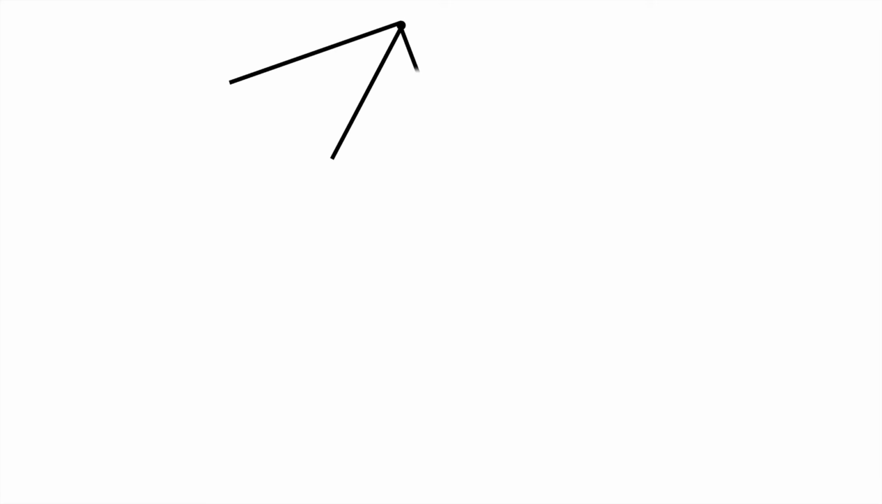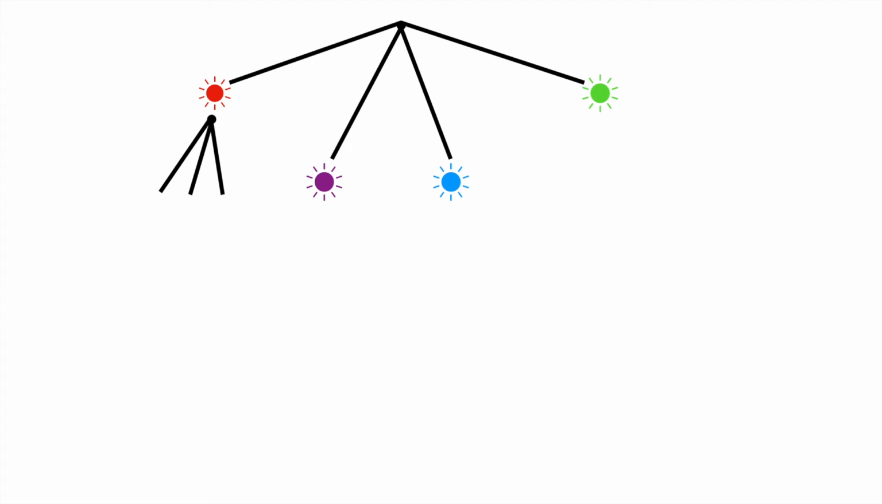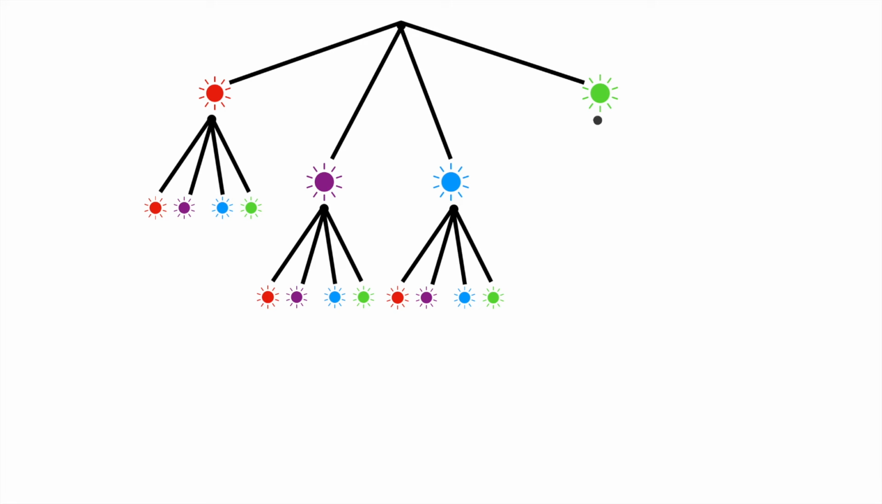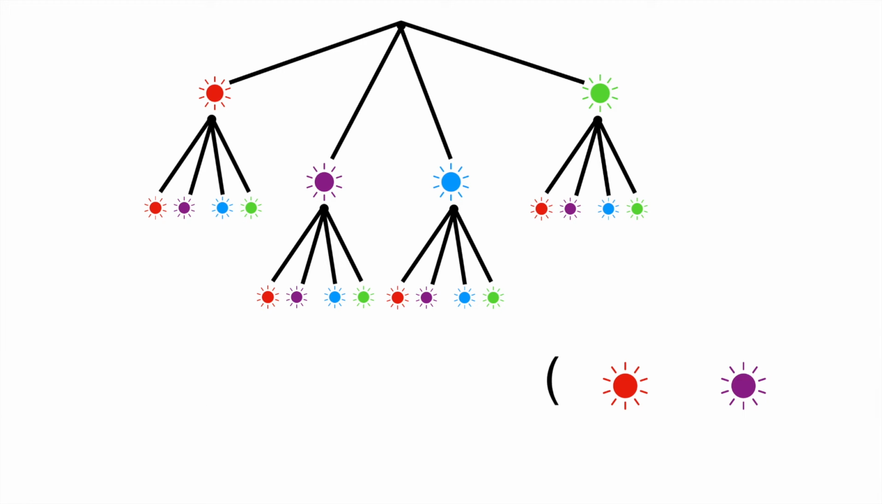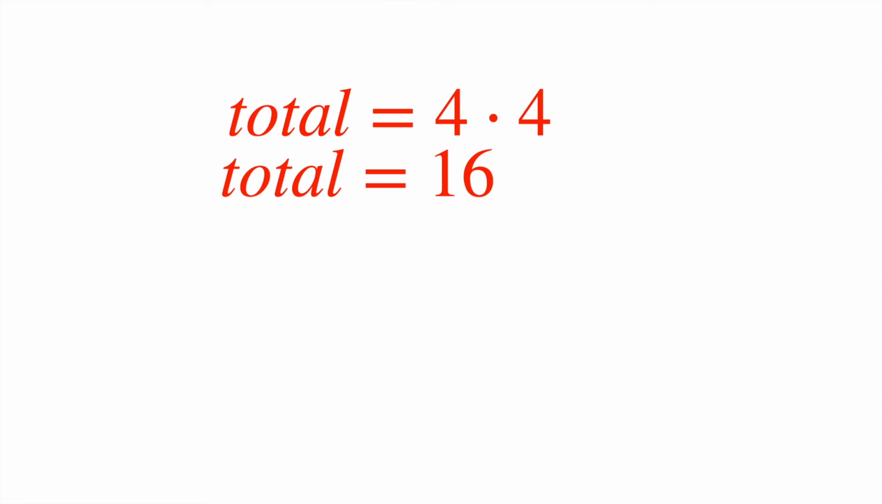For the first choice, there are 4 options: red, purple, blue, green. For each of the second choices, there are the same 4 options, since repetition is permitted in this situation. For instance, the list red-purple can be represented by this path on the tree. There are 4 options for the first choice, and for each of those, there are also 4 options for the second choice, which means the total number of paths, which again is the total number of lists, would be 4 multiplied by 4, or 16.